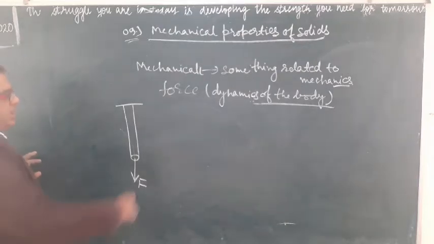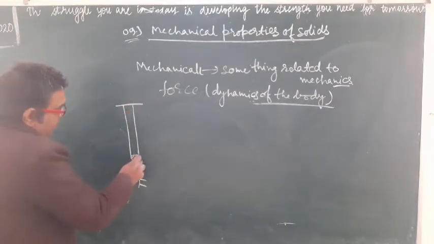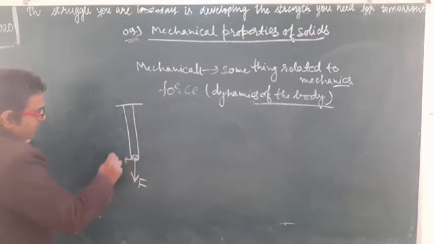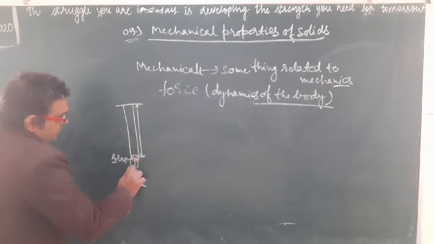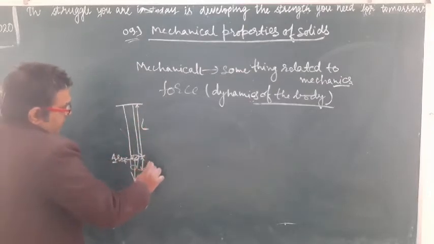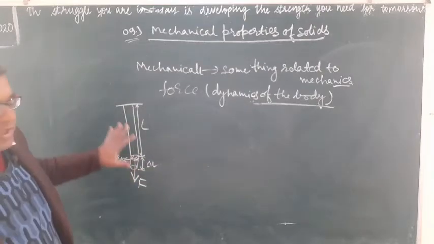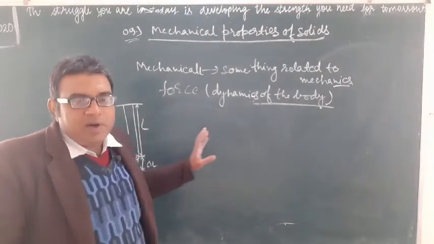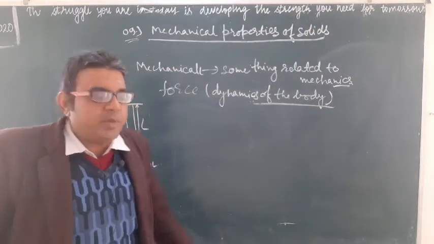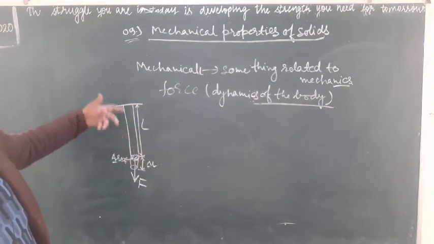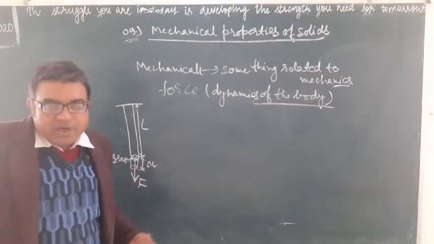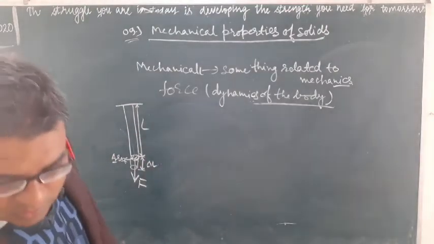Obviously, if force is applied on a particular area, then this force will cause certain deformation in the body. If the length is L, then it becomes L plus delta L. This is the example I usually take while discussing different topics. So certain properties of this body are going to change. Let us discuss these properties.